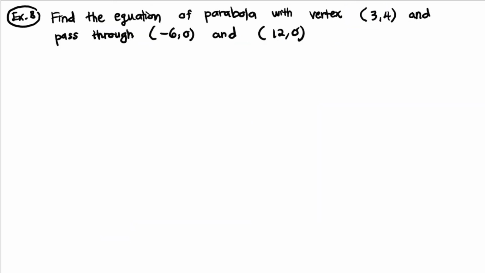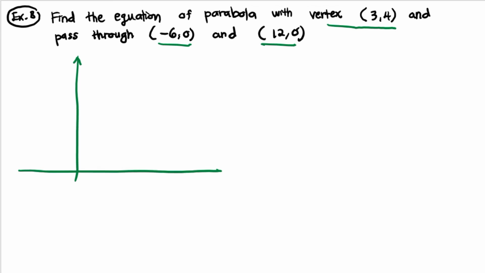Now, the final example, the last example we are going to discuss today. We have to find the equation of the parabola with the vertex (3, 4) that passes through these points. We have to illustrate this in the first place. So we have (3, 4), this is 3 and this is 4. So our vertex is somewhere around here, and it passes through (negative 6, 0) and (12, 0), which are somewhere around here.